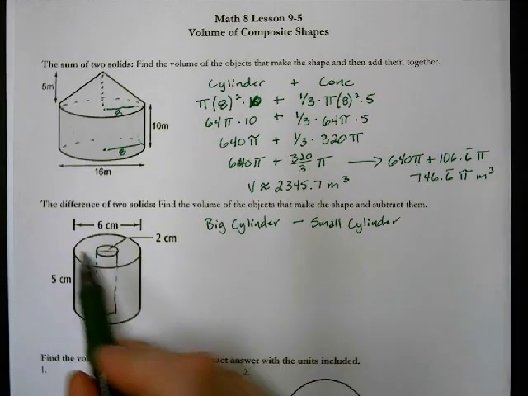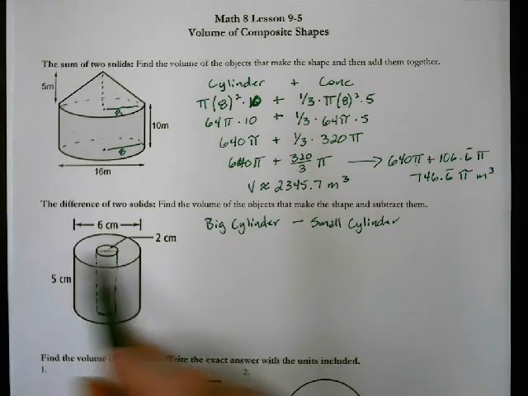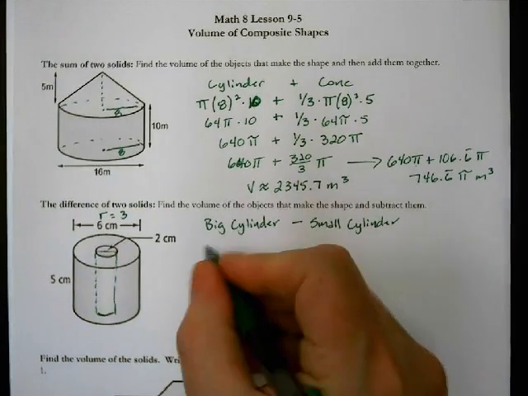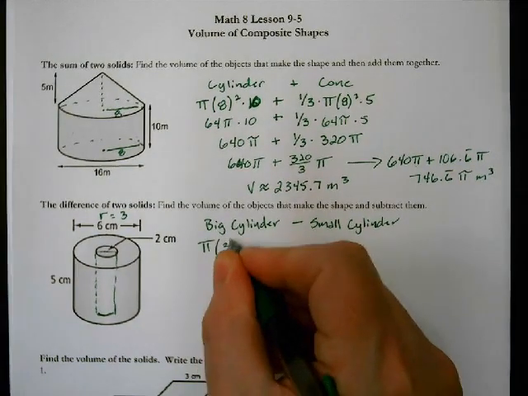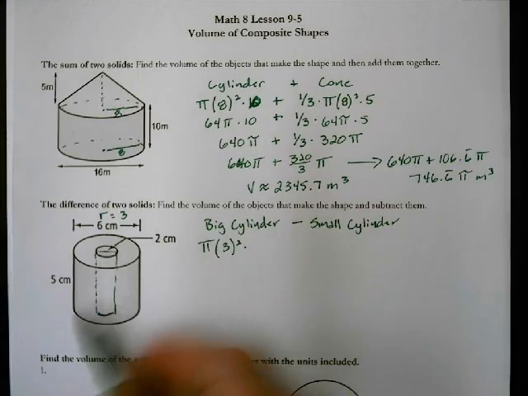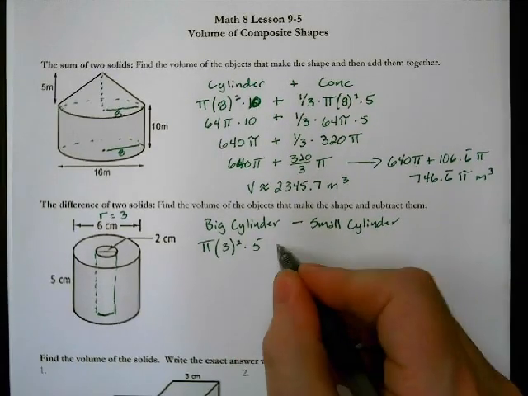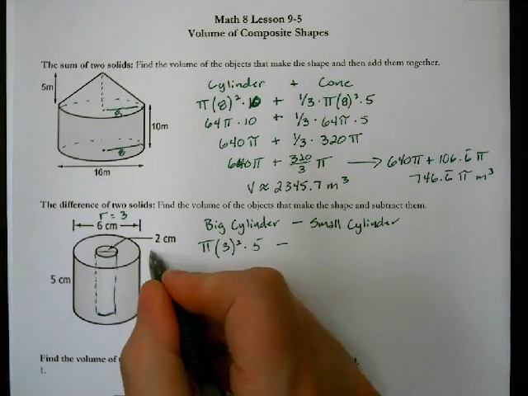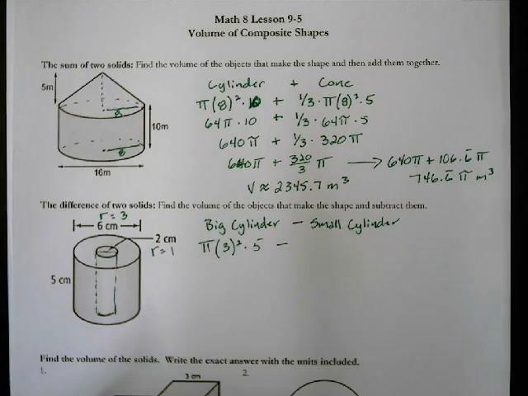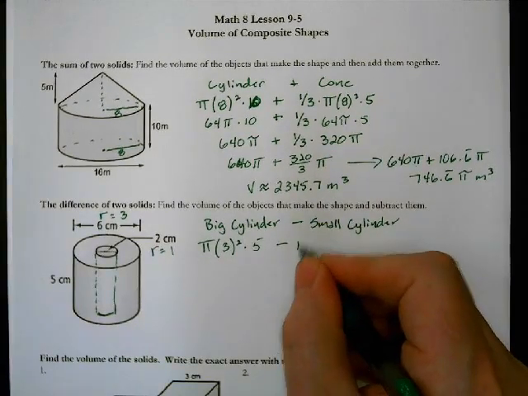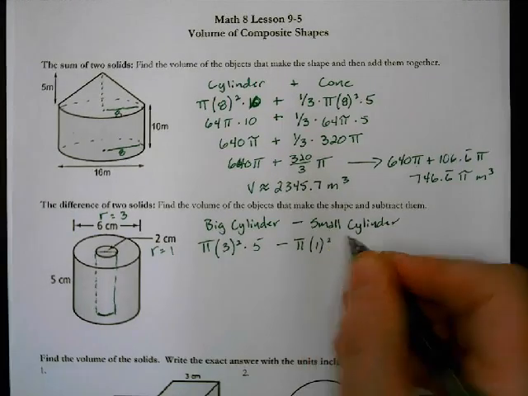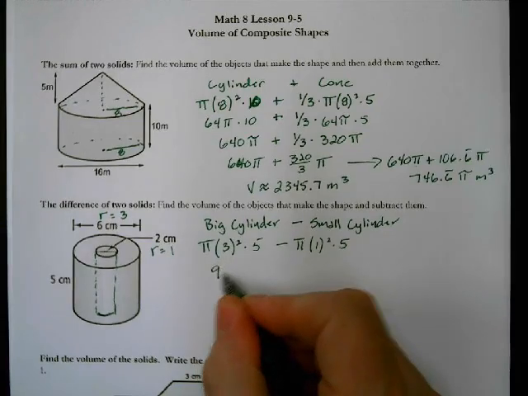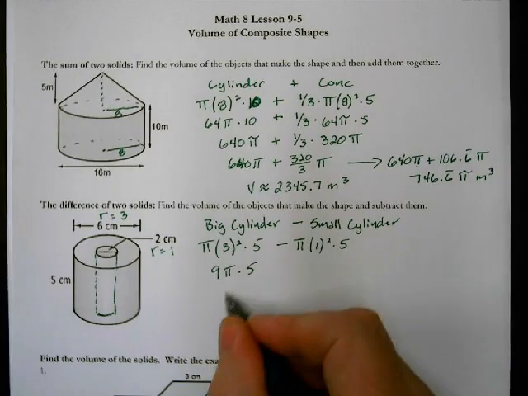It looks like the big cylinder has a diameter of 6, which means the radius would be 3. So we're going to do pi times the radius squared, and then times the height of 5. There's the big cylinder. We're going to subtract the small cylinder from it. The small cylinder has a diameter of 2, so the radius is 1. So for the small cylinder, we do pi times 1 squared times the height of 5. Over here we get 9 pi times 5, which is 45 pi.